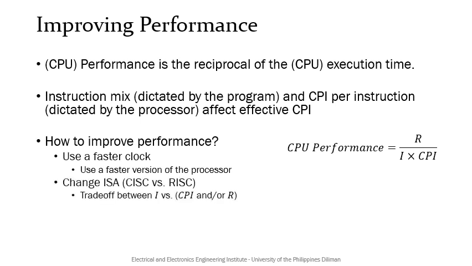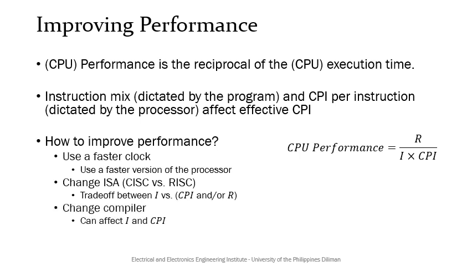We can also shift to a different ISA. Here we know that there is a trade-off between I and CPI and/or R. CISC programs may be shorter and thus have smaller I, but may have larger CPIs or slower clocks. We can therefore not generalize or say that RISC processors will always perform better. We still need details regarding both hardware and software.